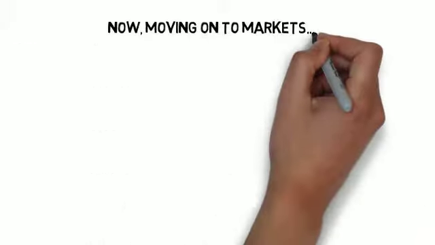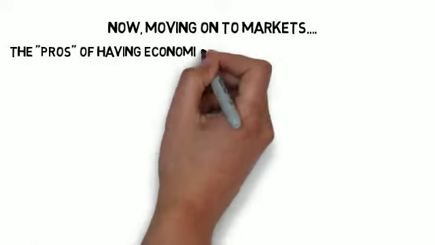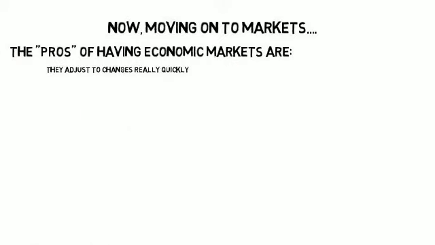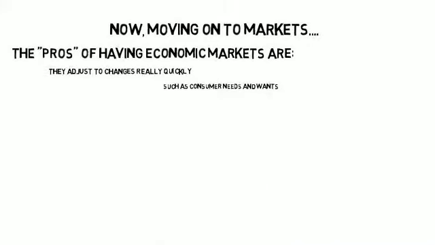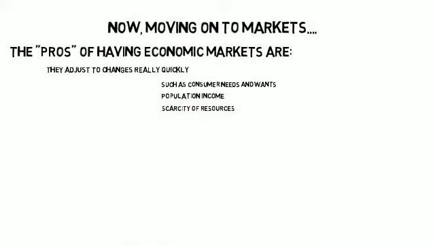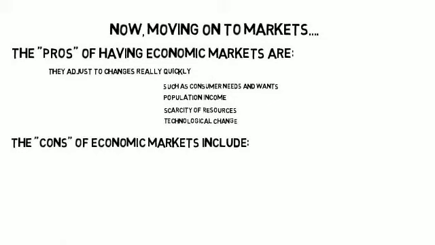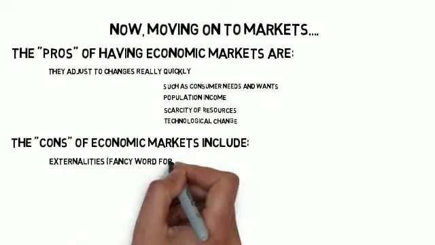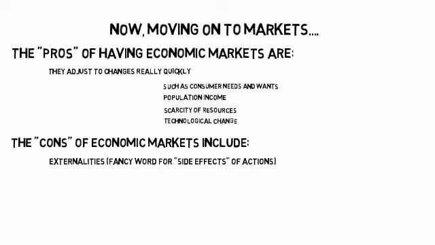Now, moving on to markets. The pros of having economic markets are that they adjust to changes really quickly, such as consumer needs and wants, population income, scarcity of resources, and technological change. The cons of economic markets include externalities. That's a fancy word for side effects of actions. Producers making people want things.